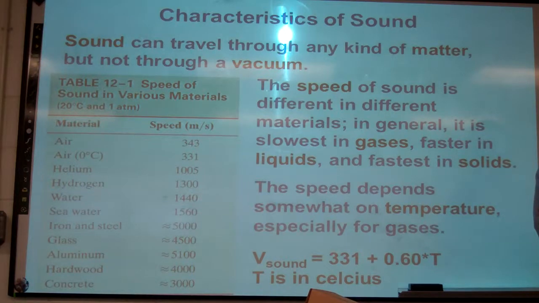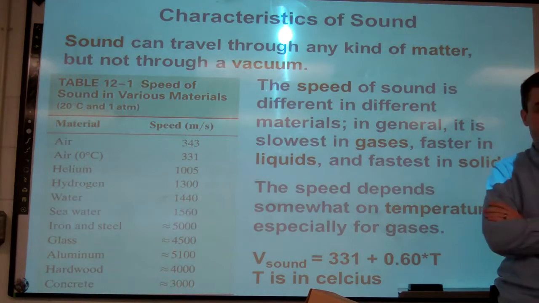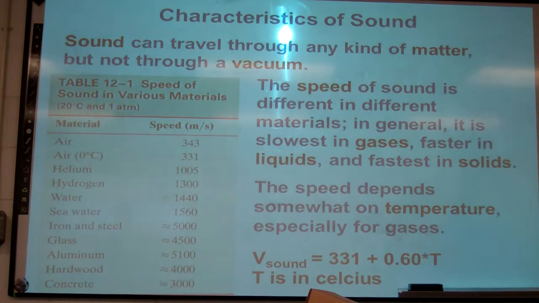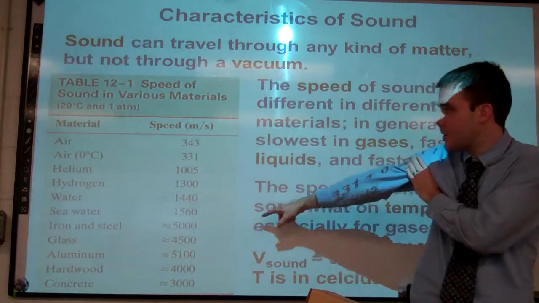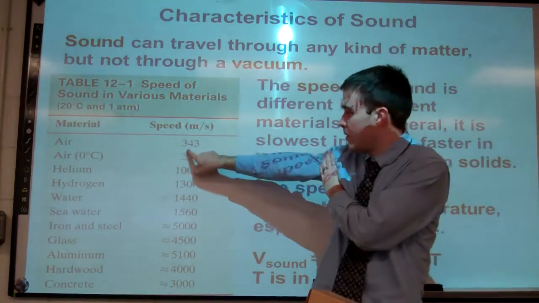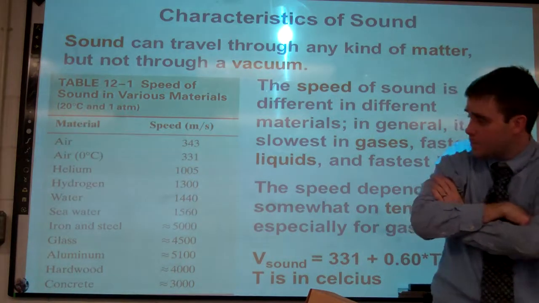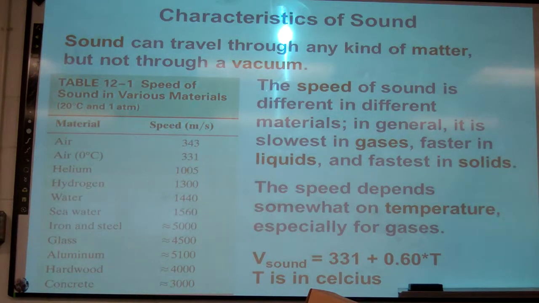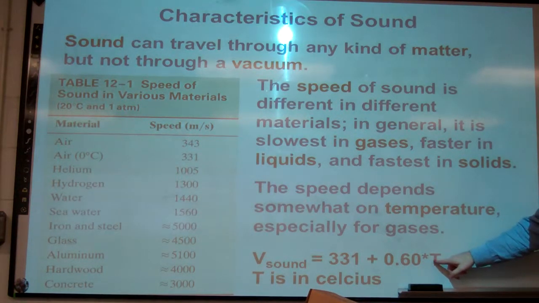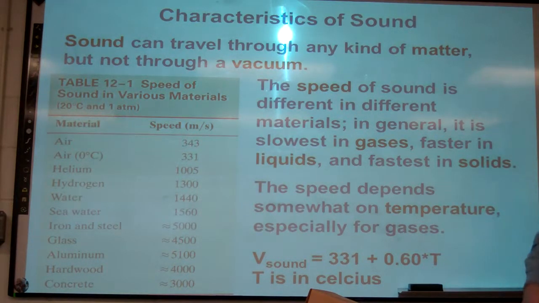As the density increases, the speed of sound increases as well, in general. So you see in iron it's about 5,000 meters per second. In air it's only about 330. And the general equation for the speed of sound in air is 331 plus 0.6 times the temperature in Celsius. So if you end up with a negative temperature, you subtract from that. So the speed of sound in water is greater than it is in air.